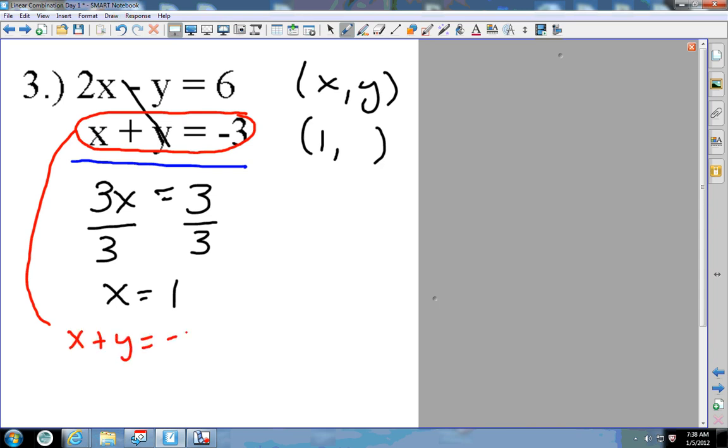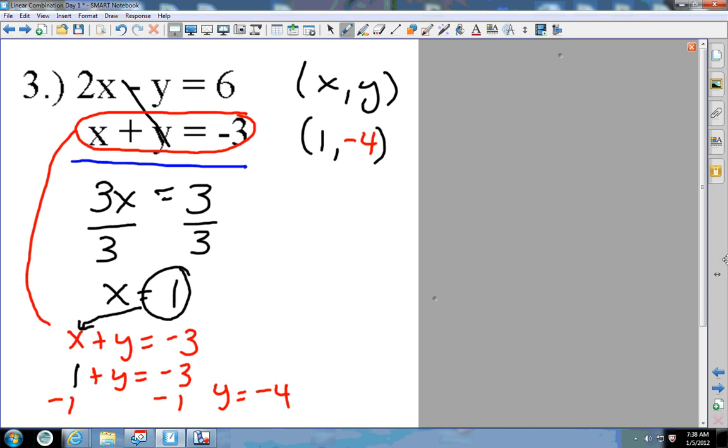All right, so I take that bottom one right there, and it says x is 1. So we're going to put 1 in here for x. Okay, so I have 1 plus y equals negative 3. Subtract 1 from each side. Y equals negative 4.